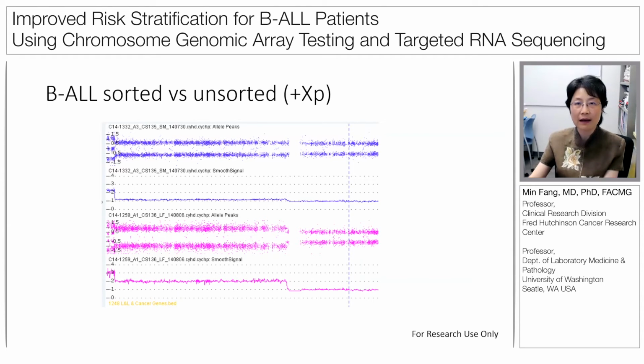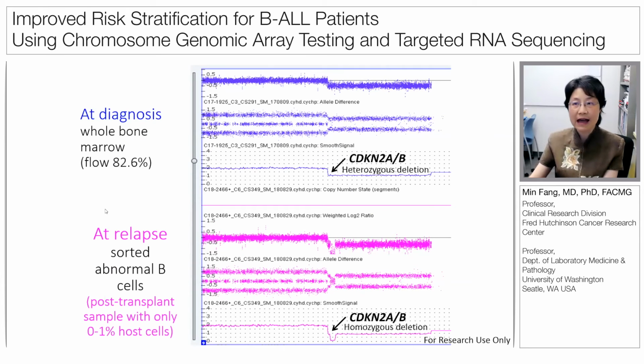The beauty of B-ALL workup is that these blast cells are fairly robust and they can show clean results after flow sorting to enrich the abnormal cells. For example, shown here, an unsorted B-ALL patient has a small, low-level gain of Xp, barely above the baseline. But when you enrich that population, you can see a very clear increase of the copy number. So you can analyze post-transplant patients even when the blast count is very low.